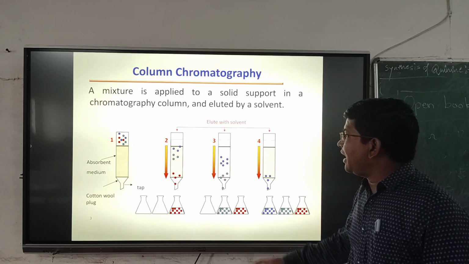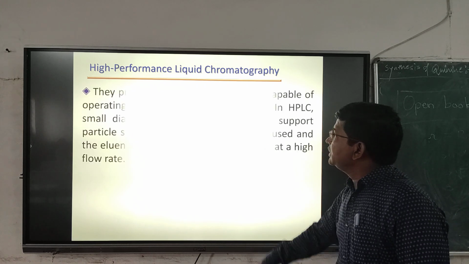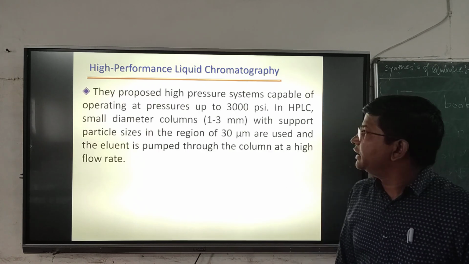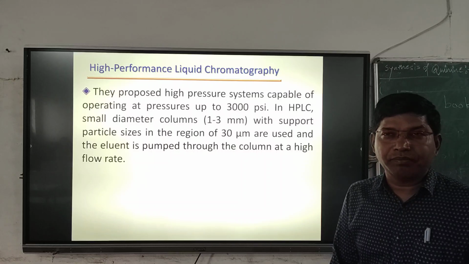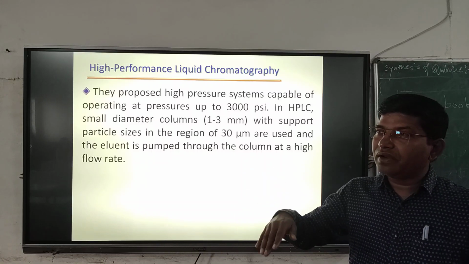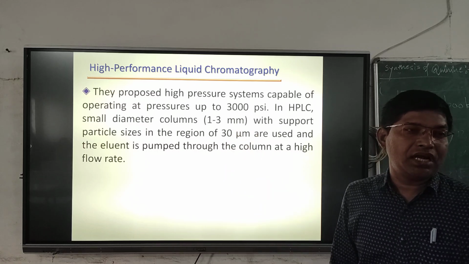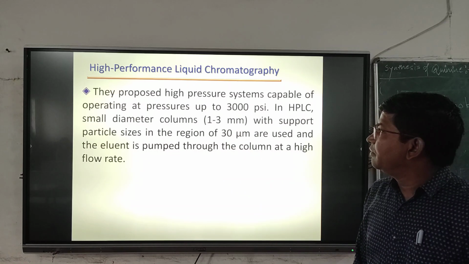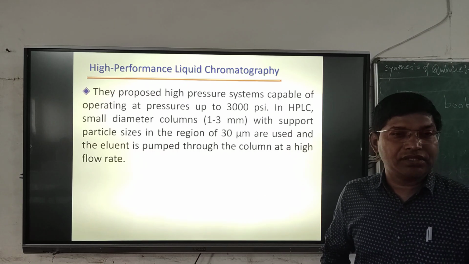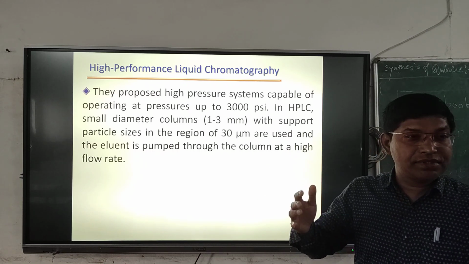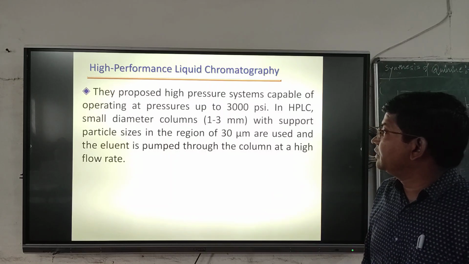Now, HPLC is a high pressure system, and in column chromatography we use gravitational force for the separation of a compound mixture. But in HPLC we use 3000 psi, many times higher pressure than in column chromatography.